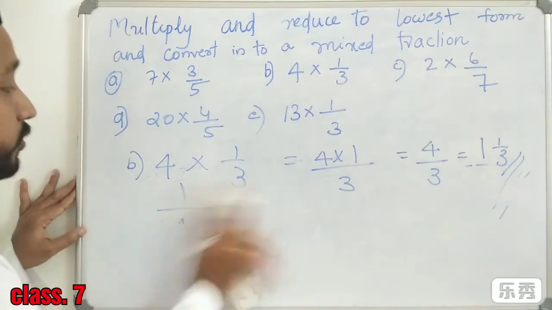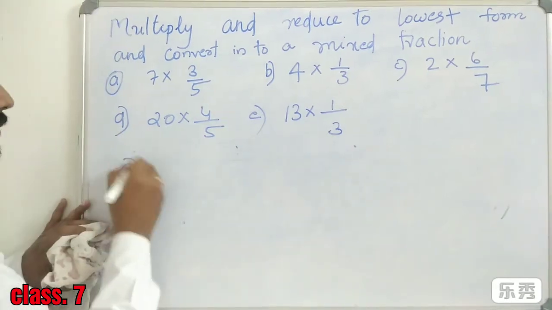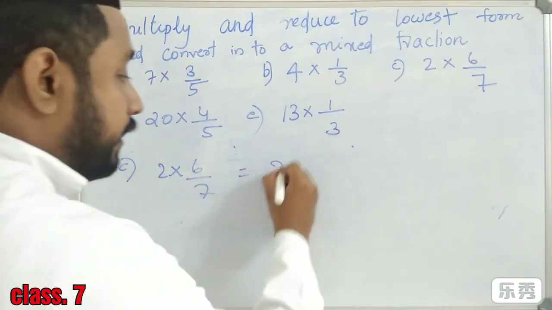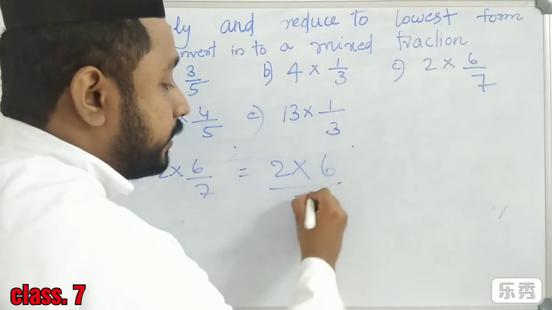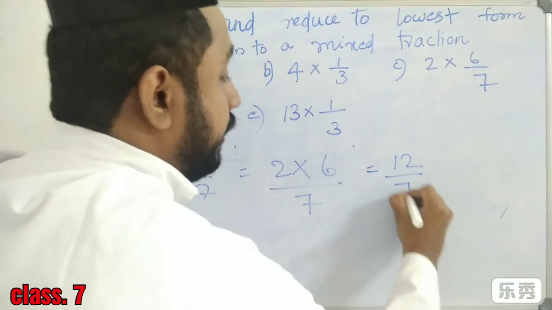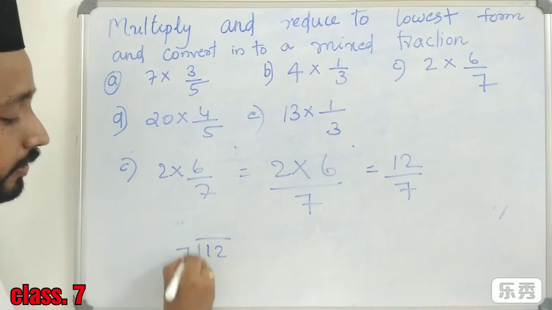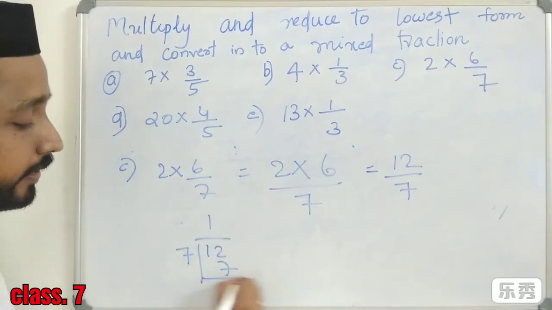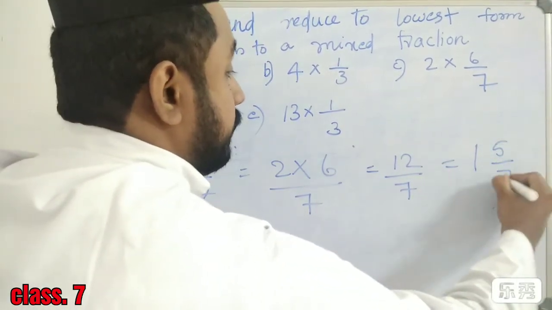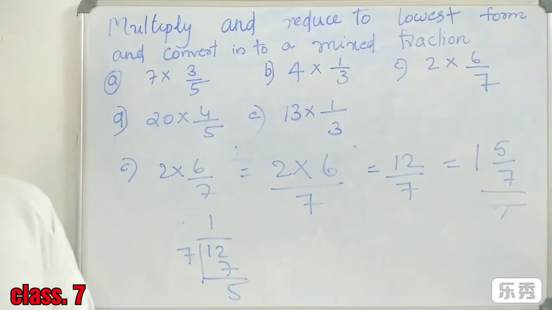Third question is 2 into 6 by 7. It means multiply the whole number with the numerator and write the denominator. 2 into 6, 12 by 7. When we convert this into a mixed fraction, 12 by 7: 1 time 7 is 7, remainder is 5. So the answer is 1, 5 by 7, with 7 as the denominator.